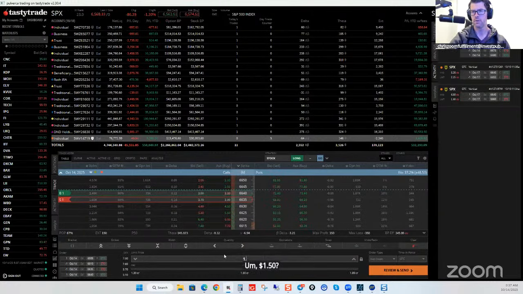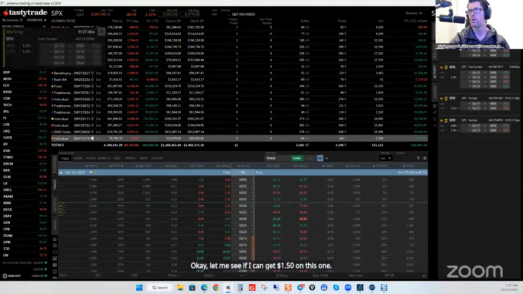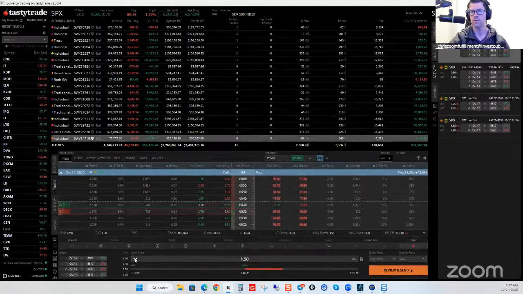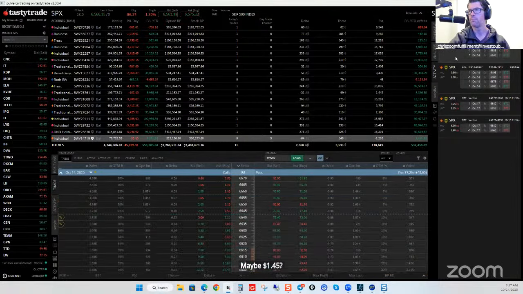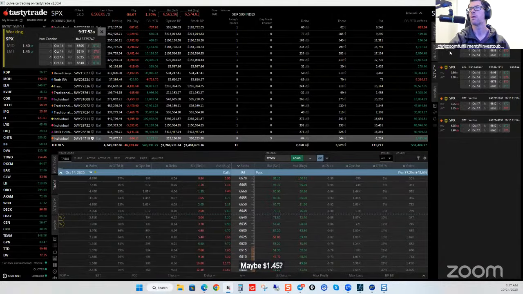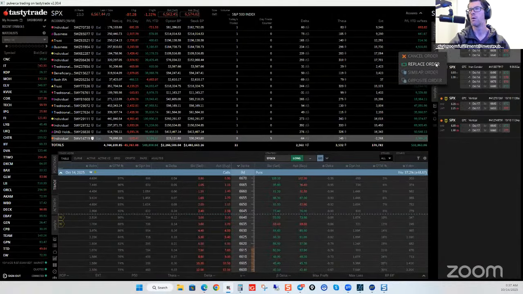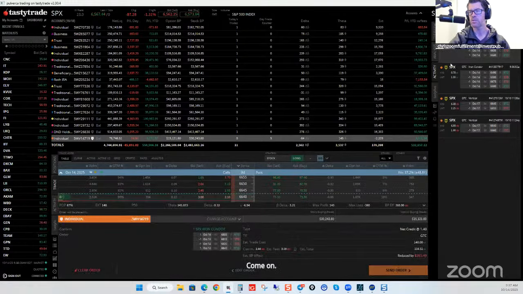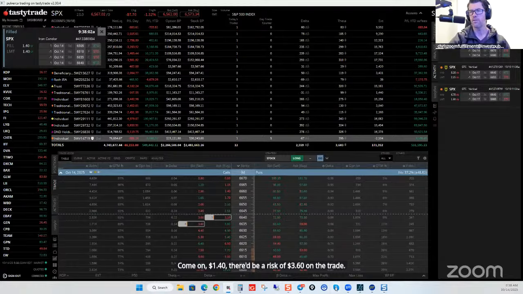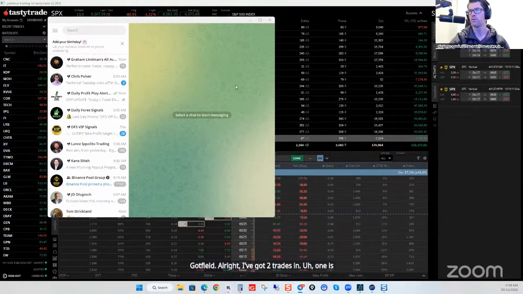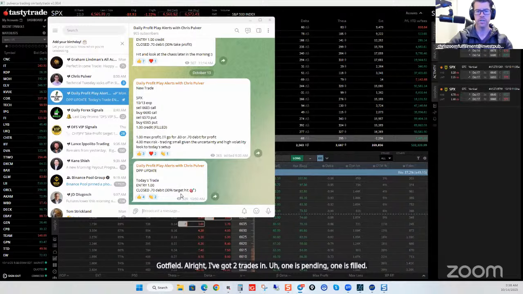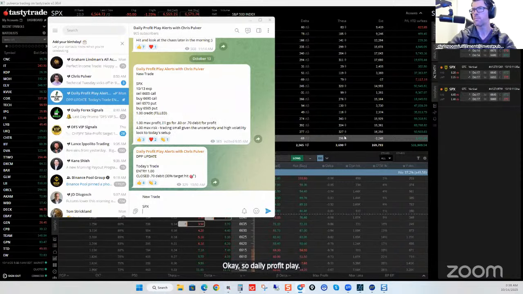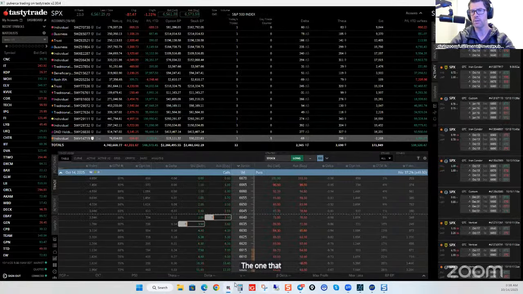$1.50. Okay, let me see if I can get $1.50 on this one. Maybe $1.45. Come on, $1.40. That'd be a risk of 360 on the trade. Got filled. All right, I've got 2 trades in. One is pending, one is filled. Okay, so daily profit play. The one that is filled is a daily profit play for $1.40.